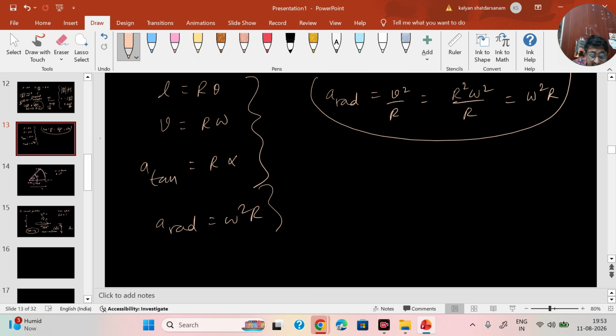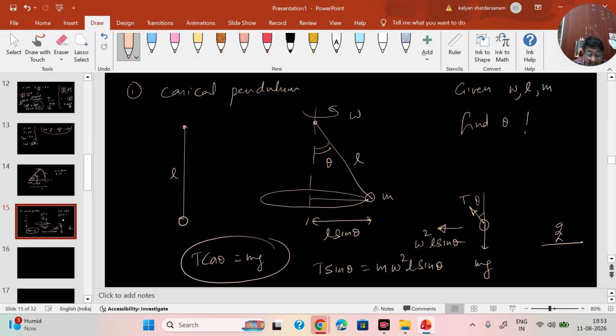You go back. Acceleration is omega square R, radial. Now I am using angular variables, right? So I wrote omega square R, here R is L sine theta, and this sine theta gets cancelled. So I got tension as m omega square L. You take this tension and put it here, you will get the angle.